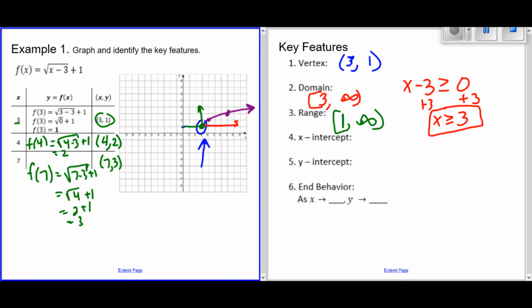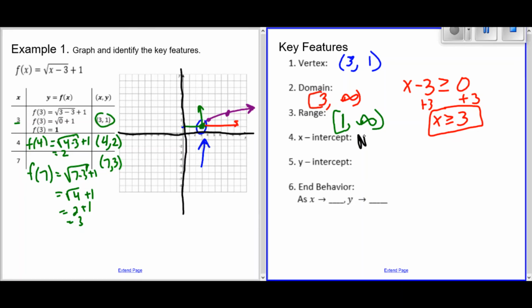For the x-intercept and y-intercept, there doesn't happen to be an x or y-intercept because this graph never touches them. Here's the x-axis. My purple graph never touches that. And here's the y-axis. Again, my purple graph never touches that. So for both of these, there is none.